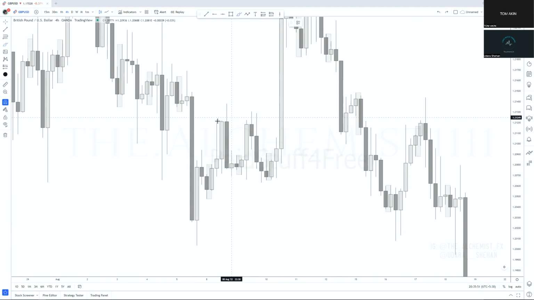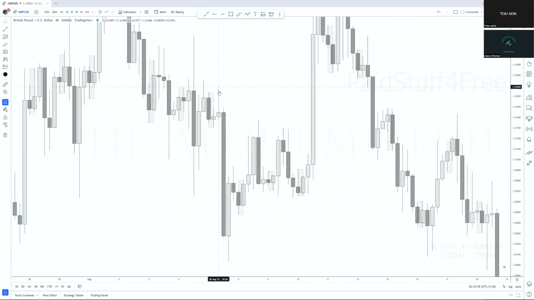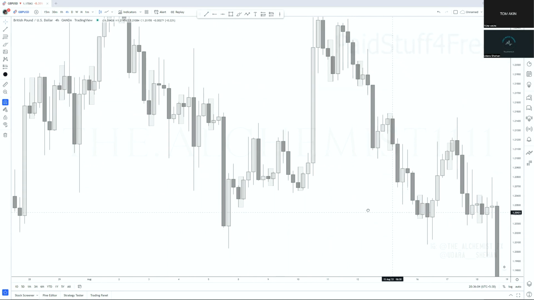See, even this right here is a swing high. Why? We have a lower high to the left, a lower high to the right. So this will be a swing high. That little wick right here will be a swing high. See, even this is a swing high, a lower high to the left, a lower high to the right.